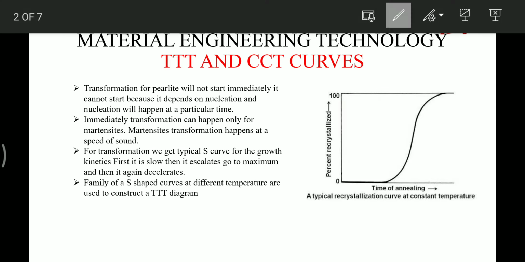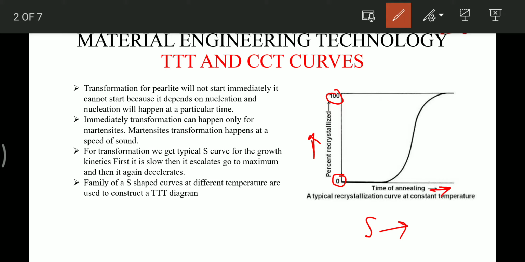Before we go on to TTT and CCT curves, first let's see what S curves are. As we know, the transformation for pearlite will not start immediately. It will depend upon nucleation, and the nucleation will depend upon a particular time and temperature. These S curves represent the time taken for full transformation from 0% to 100%. On the y-axis we are presenting the percentage of transformation, and on the x-axis we are presenting the time.